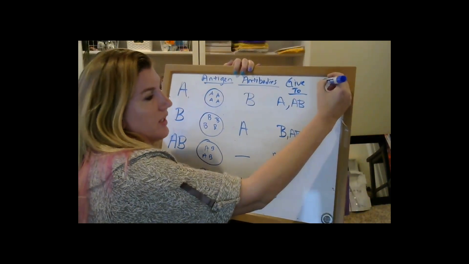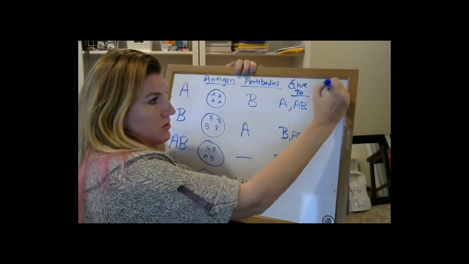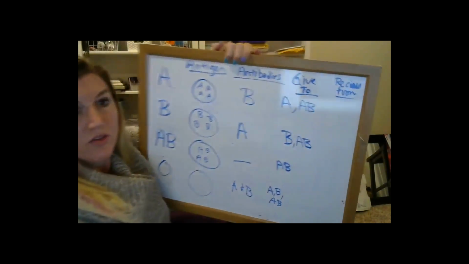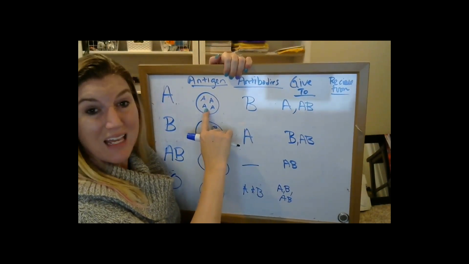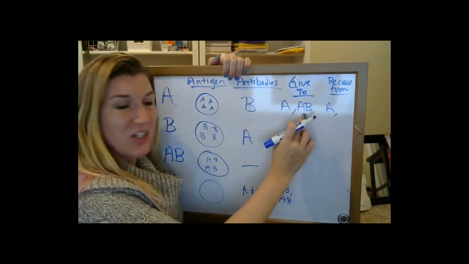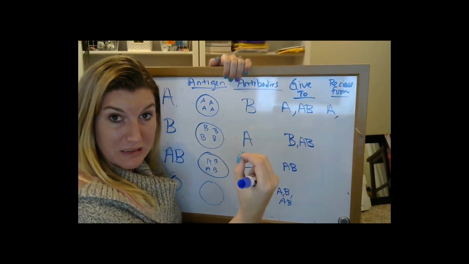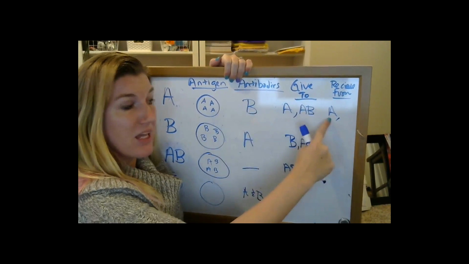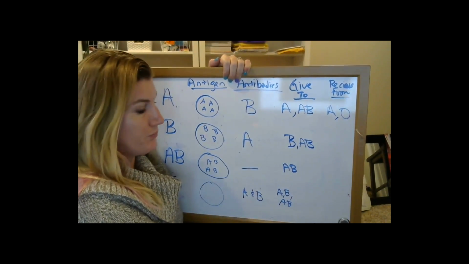How about we'll say can receive from. So who can you receive blood from? If you are blood type A, you can receive blood from other A blood. Can you receive blood from AB people? No, because you're getting a B. If you're blood type A, you can receive blood from other A or other O people.